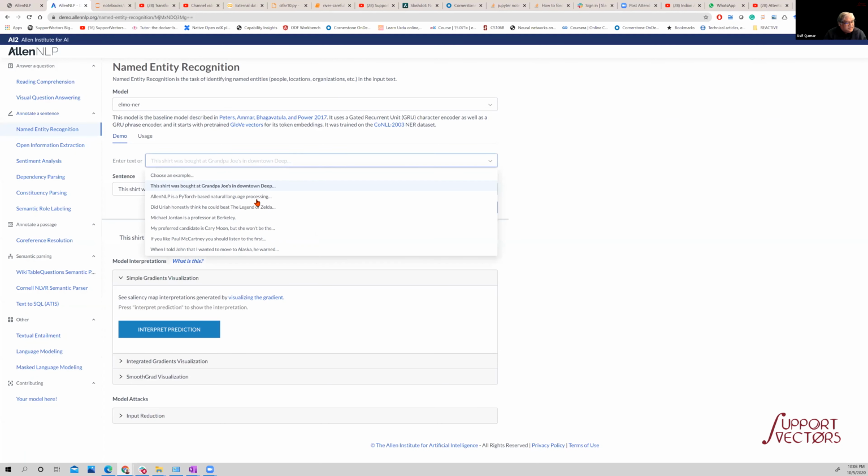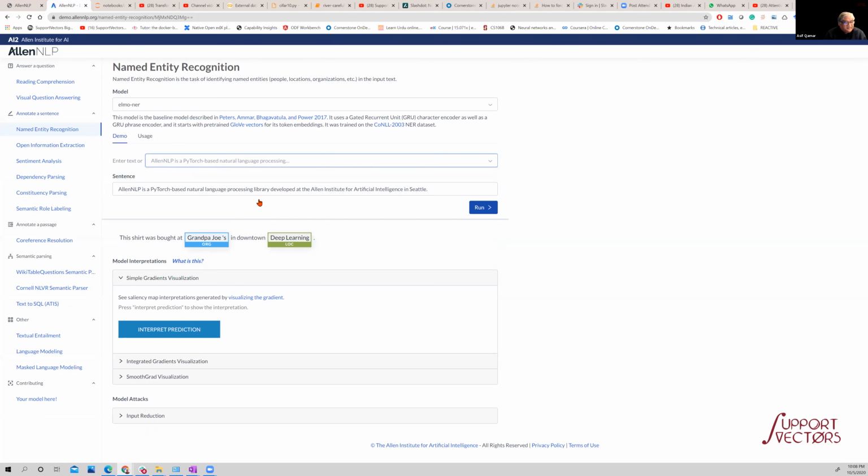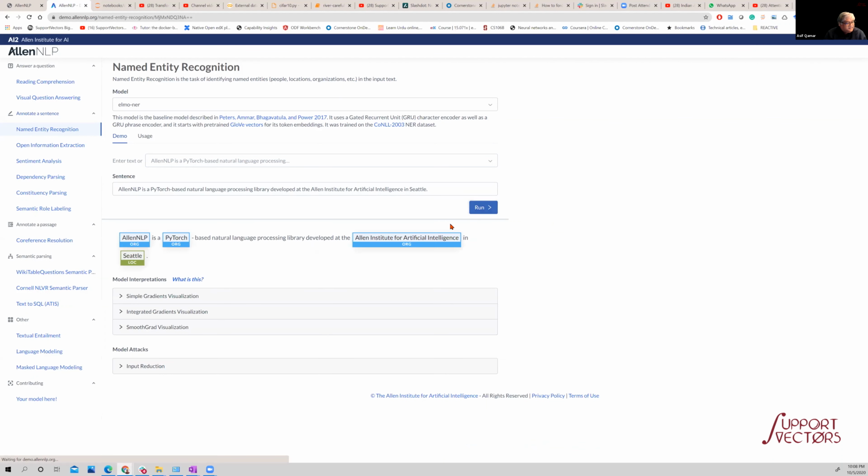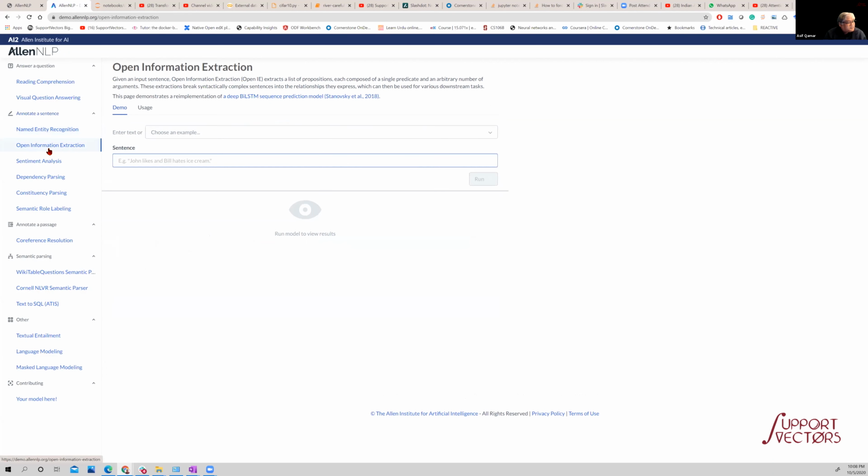You could take something else. It says AllenNLP and PyTorch are organizations. Allen Institute for Artificial Intelligence is an organization. Seattle is a location. So this one it got quite right. And you can play with that. Then you can take other things.